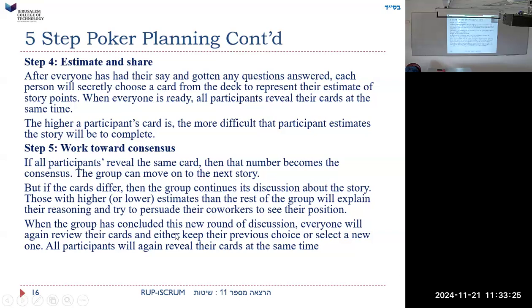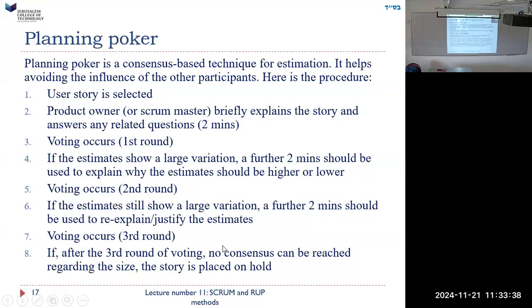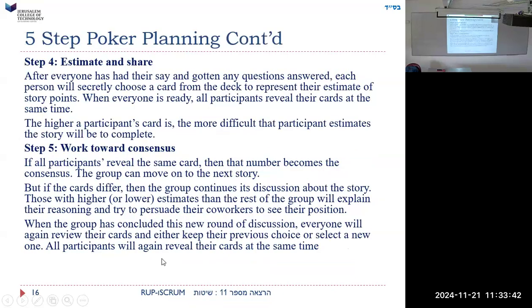When the group has concluded this new round of discussions, everyone will again review their cards and either keep their previous choice or select a new one. All participants will again reveal their cards at the same time. Oh, I'm missing a line here, which is what happens if they don't come to consensus.